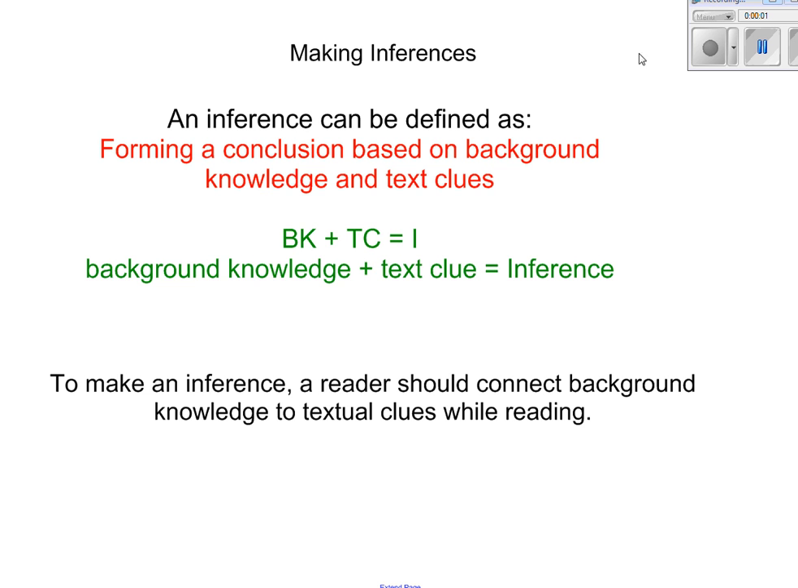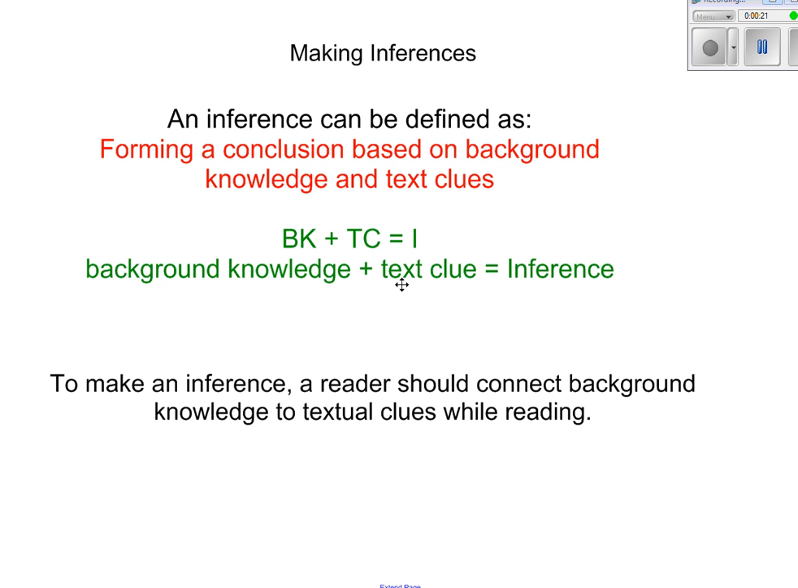Talk about making inferences. As you can see here, an inference can be defined as forming a conclusion based on background knowledge and text clues. The formula we use for inferences is BK plus TC equals I. BK stands for background knowledge, text clue equals inference.